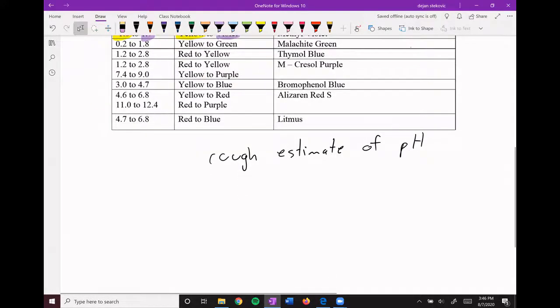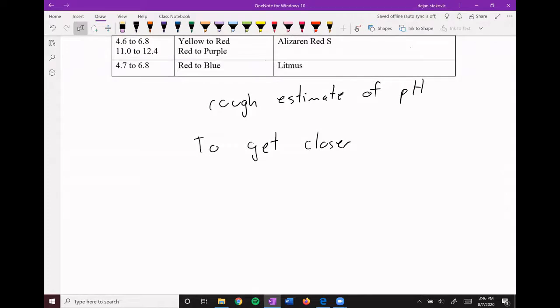And so we want to get a little bit closer. To get closer, we're going to do some more experiments. Maybe you found out that your pH is somewhere between -1.0 and 1.7, because you saw this brown color. So you know it's somewhere around there.